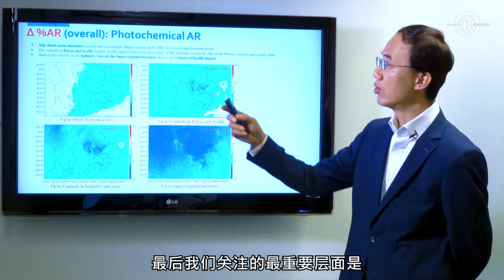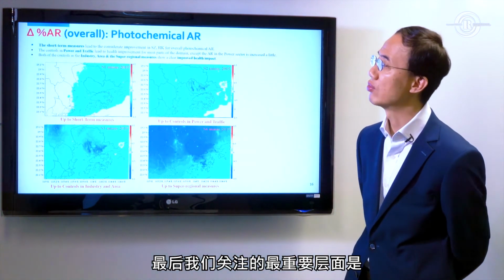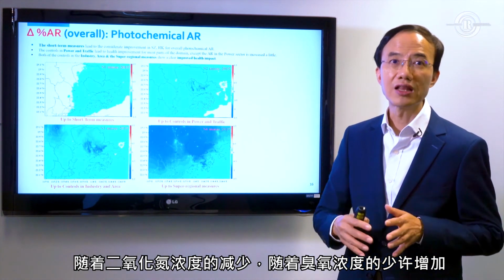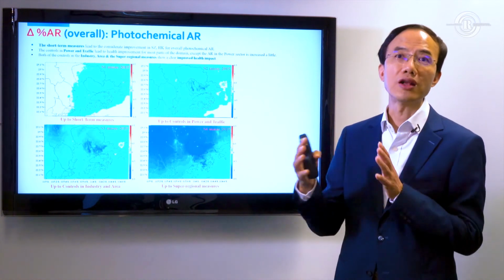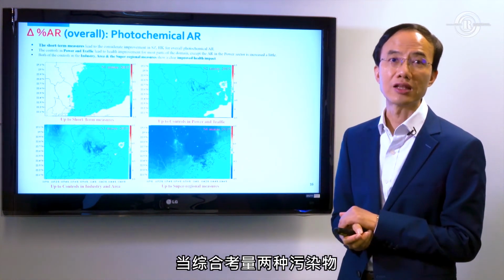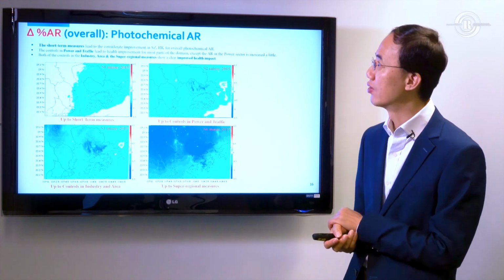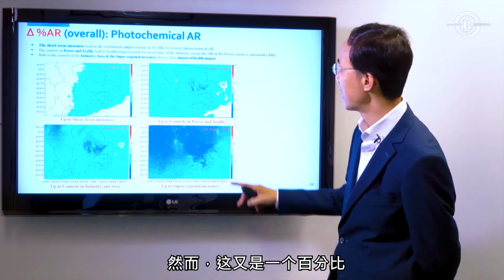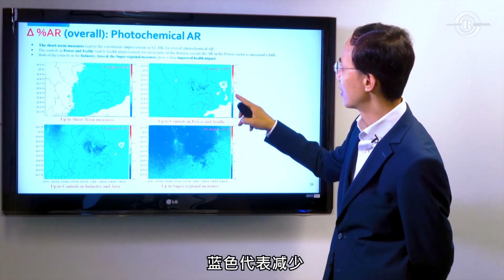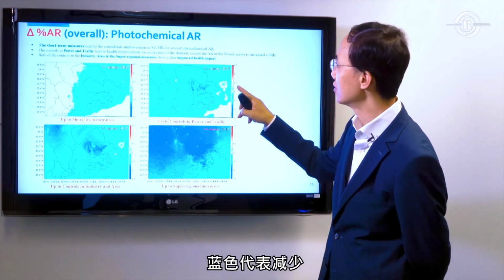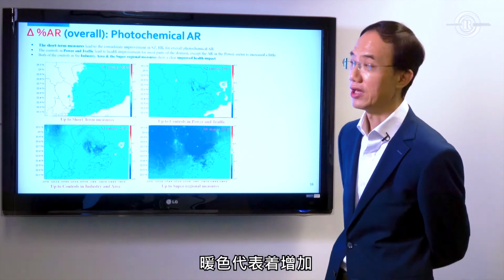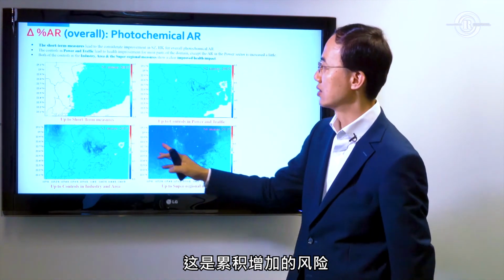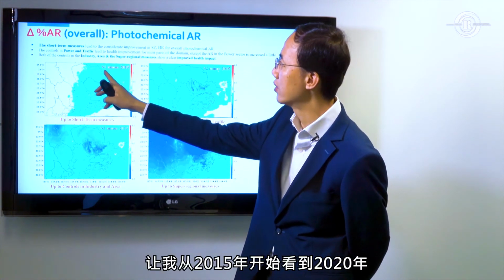Now finally, this is the ultimate thing we want to look at. With the reduction of the NO2, with a little bit of increase in ozone, when you add these two together, do we have health benefits? This is the percentage difference of the added risk. Again, this is the percentage. The blue color is the reduction, the hot color is the increase. This is the cumulative added risk. Let me look starting from this one.